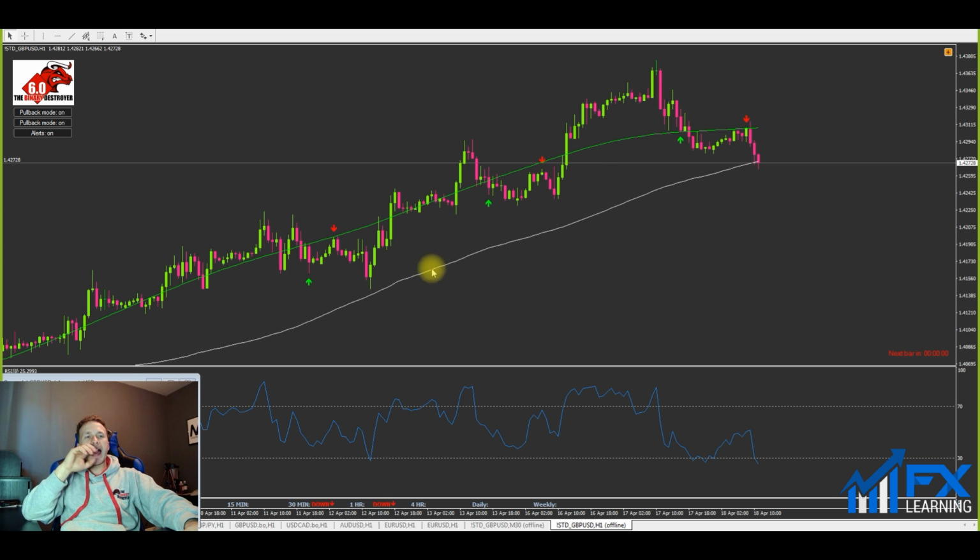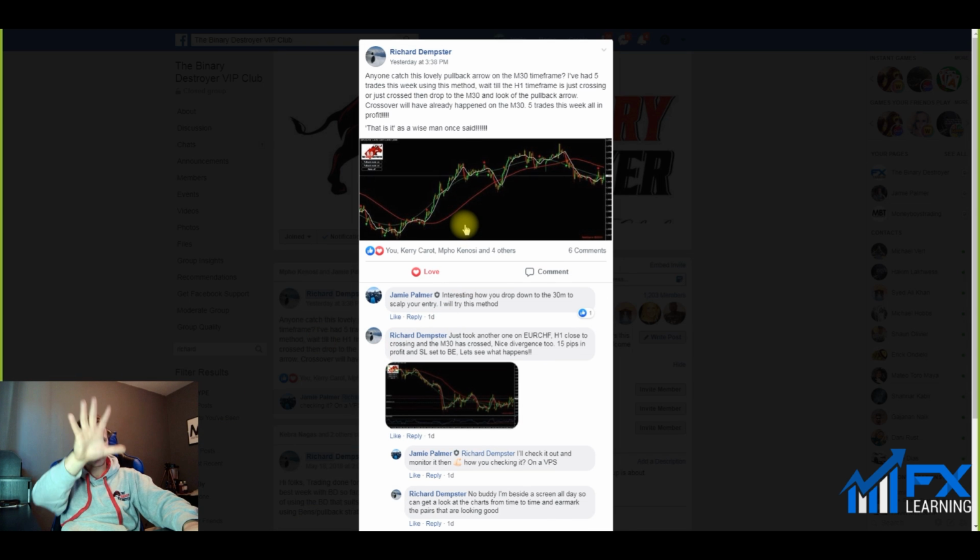But I've got one particular member, I just want to show you here, who has been trading this for quite some time, around 2 months now, and I'll bring it up here. I'll just read it to you. "Anyone catch this lovely pullback arrow on the 30-minute time frame? I have had 5 trades this week using this method. Wait till the 1 hour time frame is just crossing or just crossed, then drop down to the 30 minutes and look for the pullback arrow. Crossover will have already happened on the M30. 5 trades this week, all in profit. That is it, as a wise man once said."